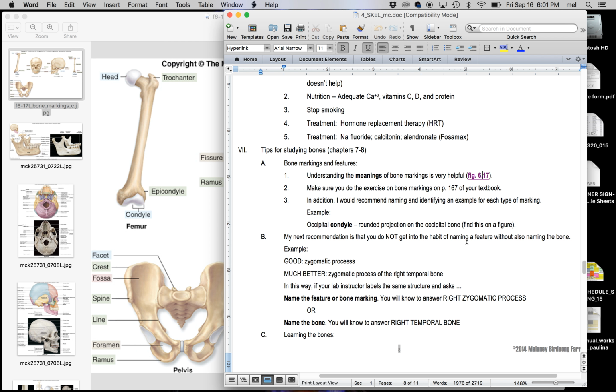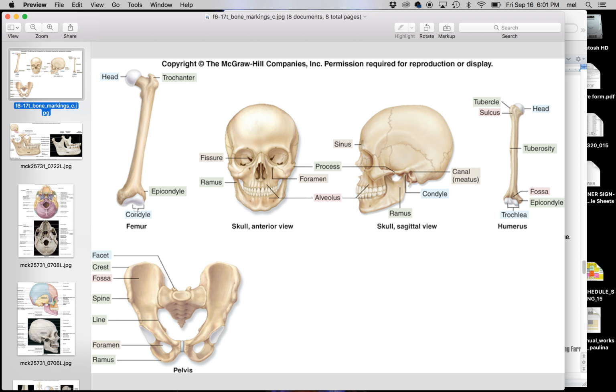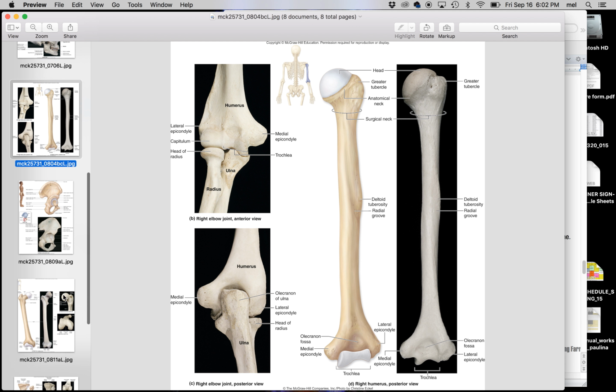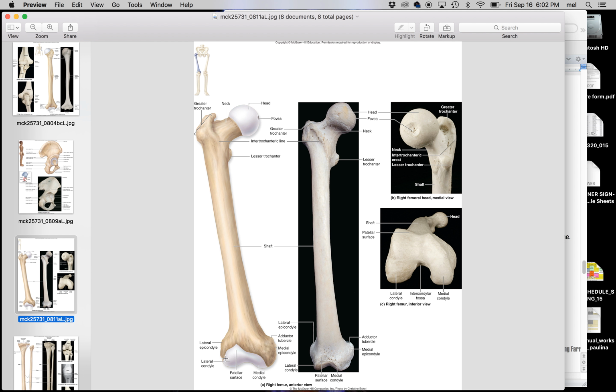If I tell you that a condyle is a rounded projection, then you can go find condyles in multiple places. So here's a condyle, but here's a condyle too, right? It's called the condylar process. And oh, look at that. There's a condyle here, and a condyle, lateral and medial condyle here. So if you go look around and find the things that are called condyles, you will start to see what they have in common.